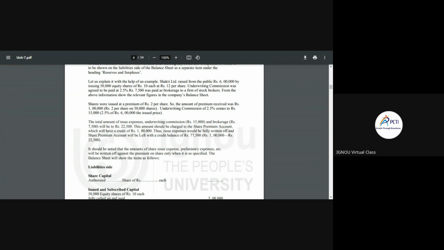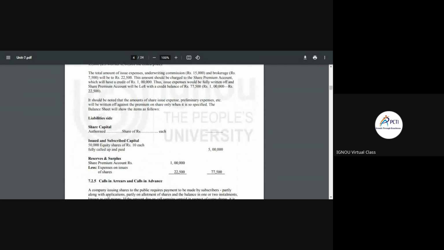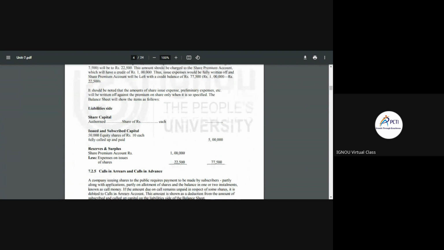Then we have a brokerage of 7,500. We add up, and the total expense on the issue will be 22,500. This particular amount will be charged to the share premium account, which is credited with rupees 1 lakh, and the issue expense will be fully written off through the share premium account, and the credit balance will be 77,500. How? 1 lakh minus 22,500, so we get 77,500.